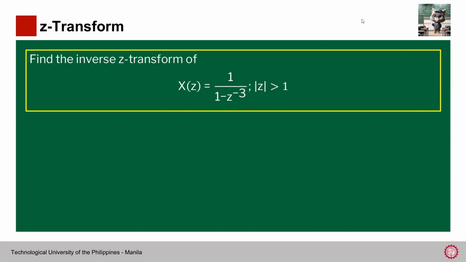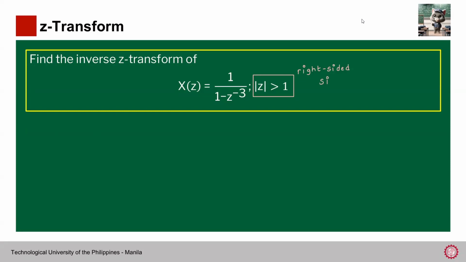But first, let's look at the ROC. So ROC is very important, especially in the topic of inverse Z transform. Because our ROC indicates what our answer will be when we get the time domain signal, or our x of n. So according to this, mod of z is greater than 1. So it means that the signal is a right-sided signal. So this is a right-sided signal, guys.